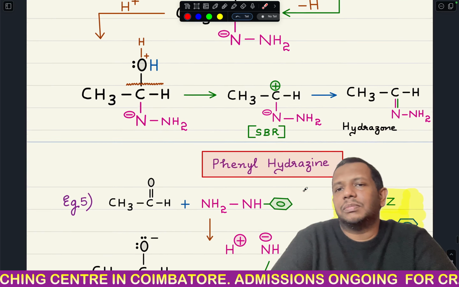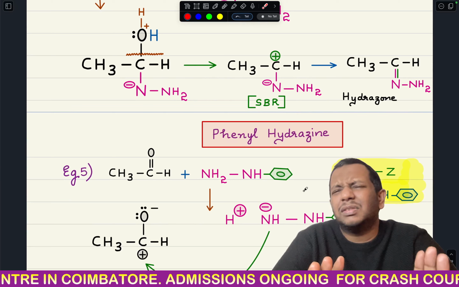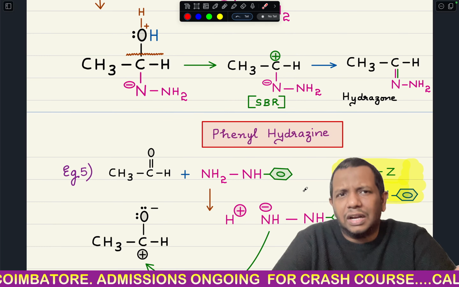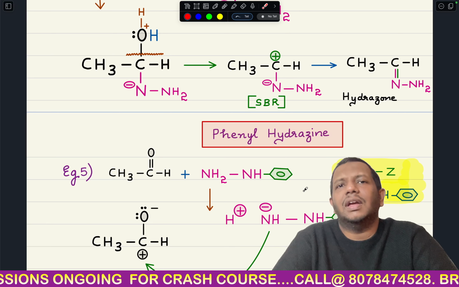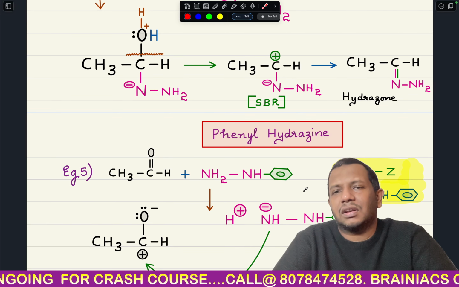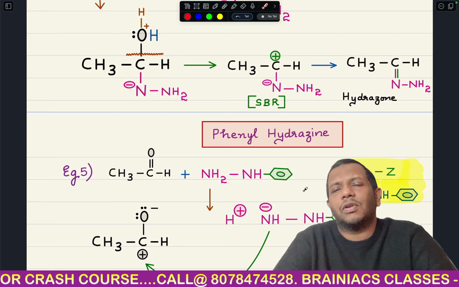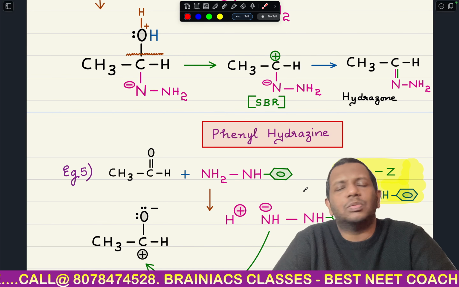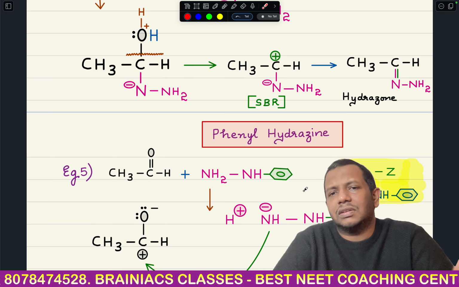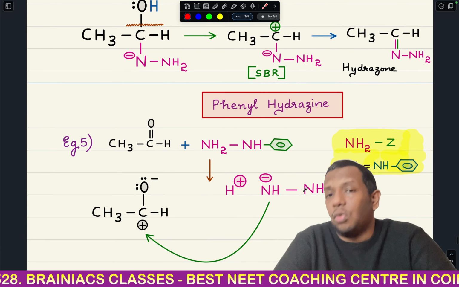So if hydrazine is taken, you get hydrazone. Understood? I hope you are understanding that the mechanism remains the same: nucleophilic addition, followed by elimination of a water molecule. That is why these types of reactions are called nucleophilic addition followed by elimination. You can easily remember it like this: ammonia or its derivatives will only give nucleophilic addition followed by elimination of water.